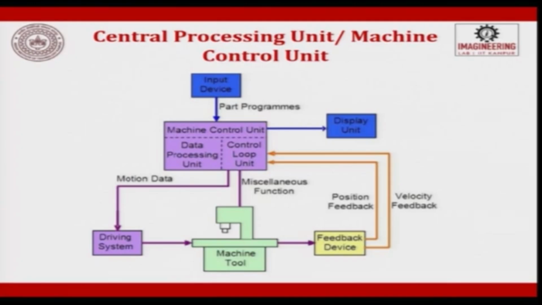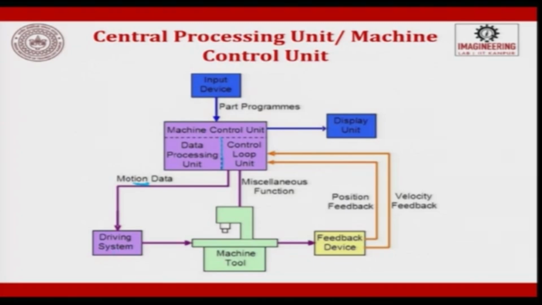When you look at the block diagram for the machine control unit, you have an input device. In the machine control unit, you have 2 parts, one is the data processing unit, another one is the control unit. Control unit is basically for the movement. Data processing is to convert the data such that the machine can understand. Now the control is more towards motion data. This motion data in turn goes to the drive systems. So, X drive, Y drive, Z drive, spindle rotation, all these are given.